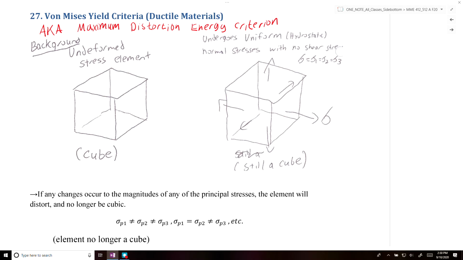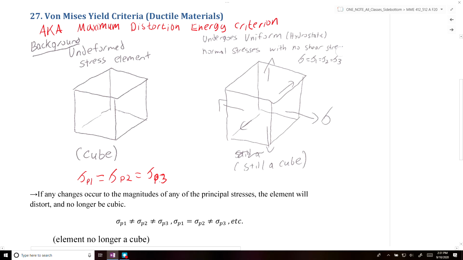In the case where you have a stress element, which would be defined as a cube of equal sides, and we apply 3 uniform stresses to it, so we're only applying uniform normal stresses, we're going to say our 3 principal stresses, sigma P1, sigma P2, and sigma P3, are all equal. This would be a case of triaxial uniform stress. So the cube basically will remain a cube. Nothing will happen to it because all the stresses are normal.